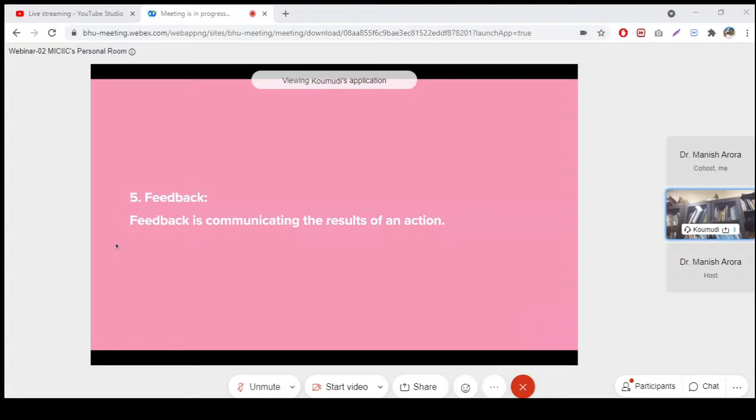Feedback is communicating the results of an action. It is a well-known concept from the science of control and information theory. Feedback must be immediate. It must be informative and should be planned. Did my money get transferred or not by clicking the submit button? I need to have an immediate feedback from the system, and this needs to be pre-planned by the designer.